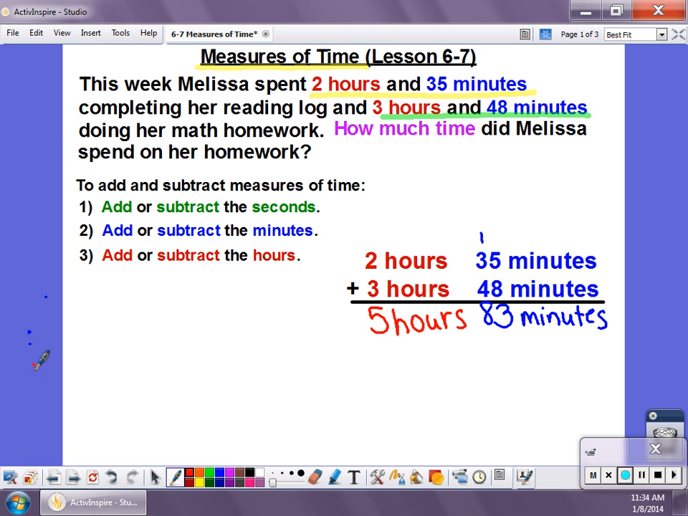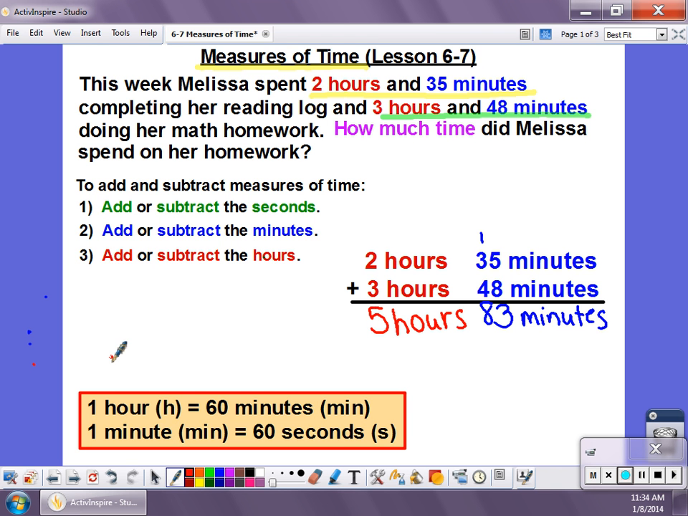83 minutes seems odd to me, okay? I can't have 83 minutes because that's more than an hour. So the next step is that I have to think about regrouping and putting this in simplest form. Simplest form means you don't have more minutes than are in an hour or more seconds than are in a minute. So what I need to do is think about the fact that 1 hour equals 60 minutes.